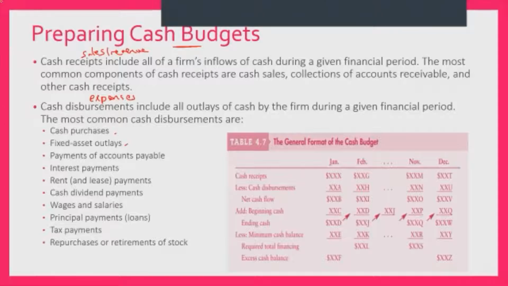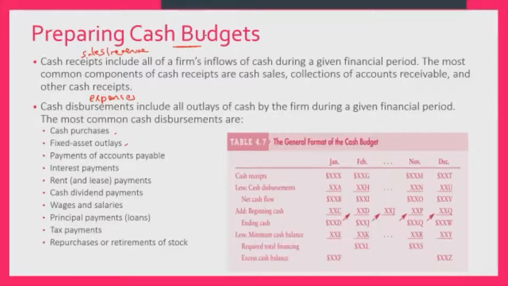This is how the budget would look. Our cash budget starts with our receipts, less cash disbursements, gives net cash flow. Add beginning cash, which gives us our ending cash, less the minimum cash balance. Then we'll know if we have enough, if we have excess cash, or if we have a shortage. But let's look at each category.